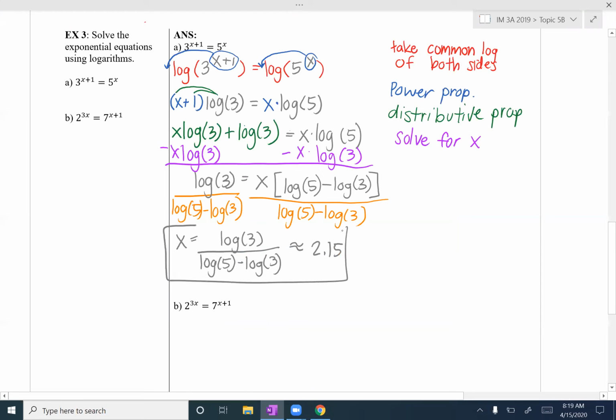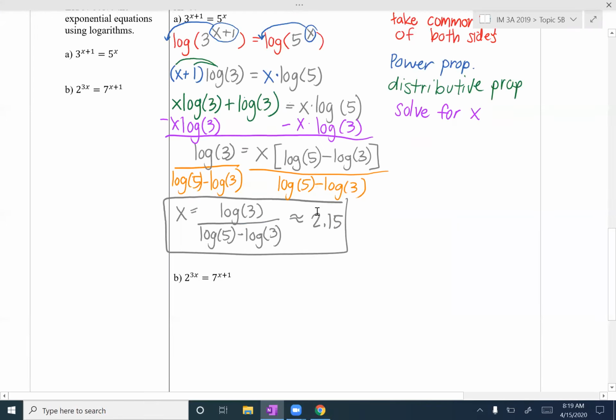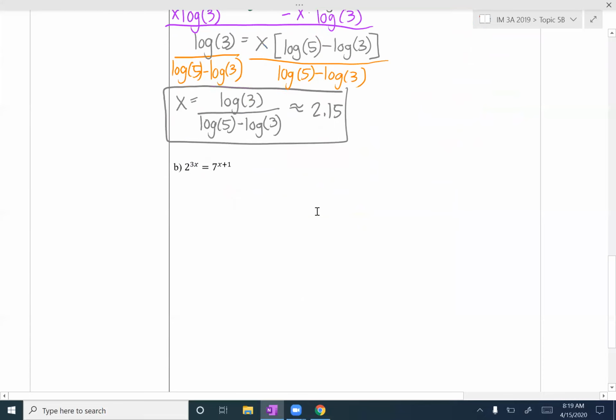Okay, so I have an exact value of log of 3 over log of 5 minus log of 3, and that approximates to 2.15. I know that these look messy, but the procedure is the same every time. So you'll see as we do this next one, we're going to go through those same steps. I'll color code with the same colors to help you visualize that.